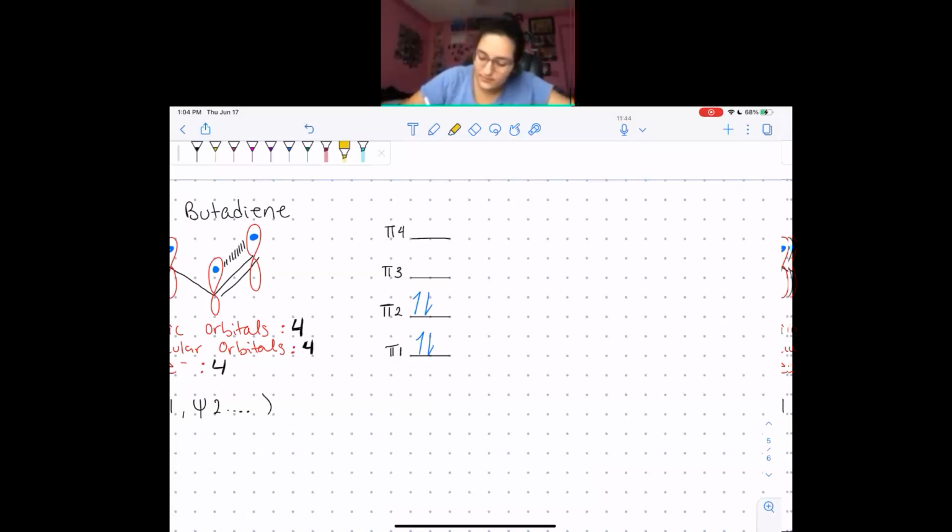So we draw the yellow line. Anything above the yellow line is anti-bonding. Anything below the line is bonding. And just to reiterate, we always have to have the same number of bonding and anti-bonding orbitals. They always have to correspond to one another. So I always take it, cut it in half, and say anything below is bonding, anything above is anti-bonding.